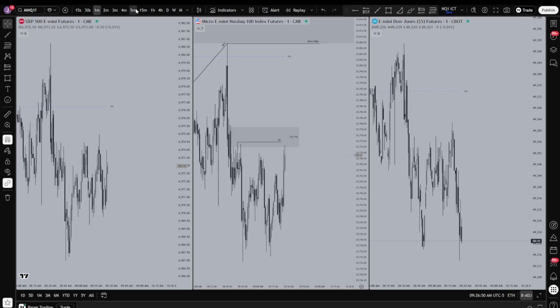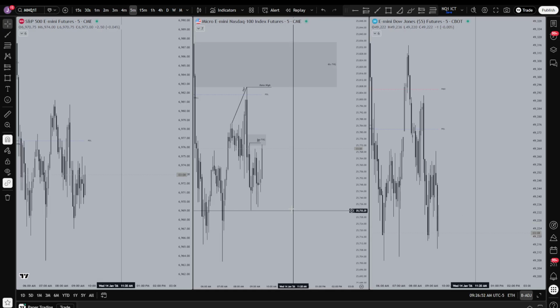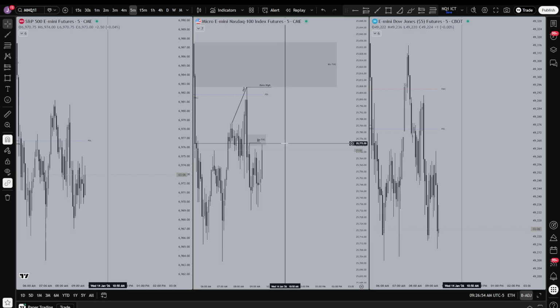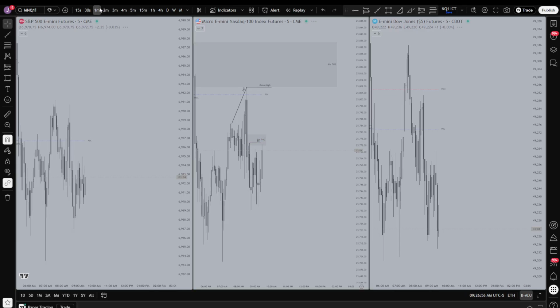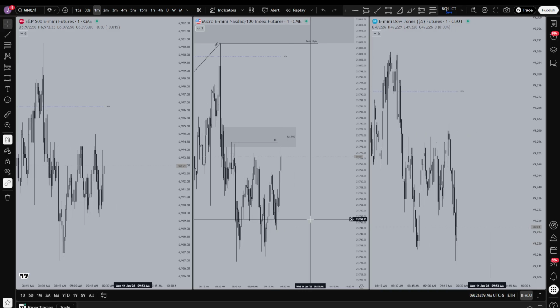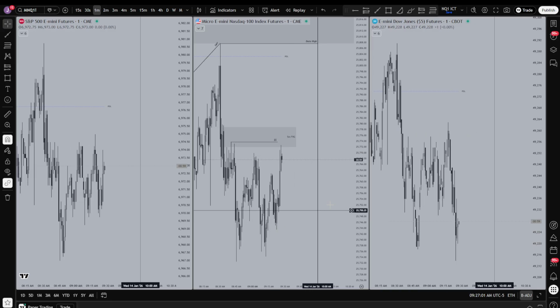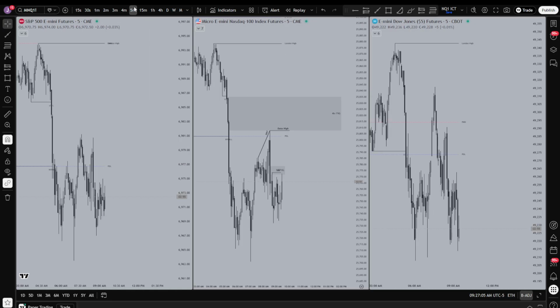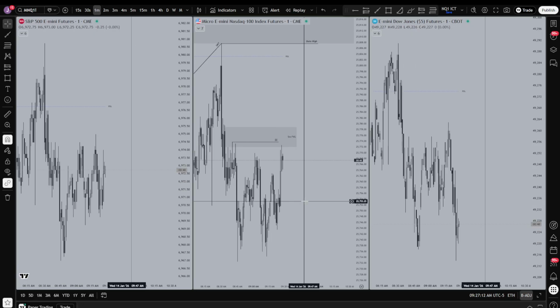Yeah, so I'm gonna be eyeing this 5 minute coming into market open. I want to see what we do inside of it. ES and YM tapped it and made an SMT there. So let's see. I would like to see us still come and tap it again. Yeah, looks like we should.